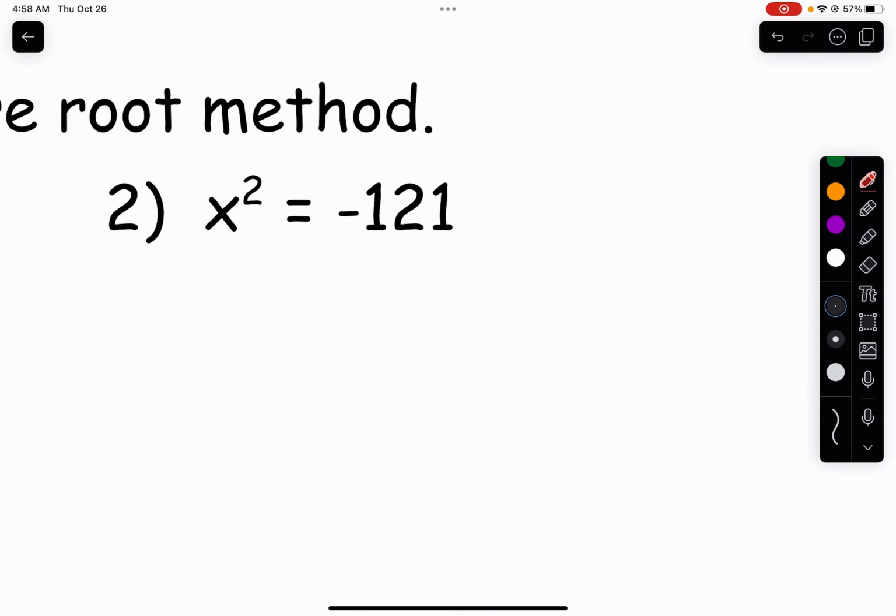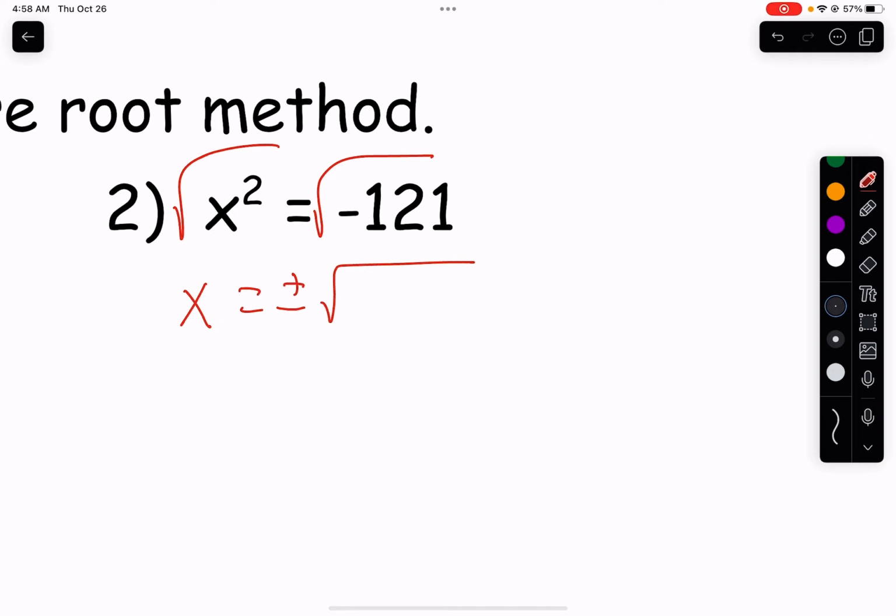All right, here, again, my x squared is already by itself. I can take the square root of both sides. I get that x is equal to plus minus the square root of negative 121. Now, I've got a negative inside of the radical. This guy has no real solution.